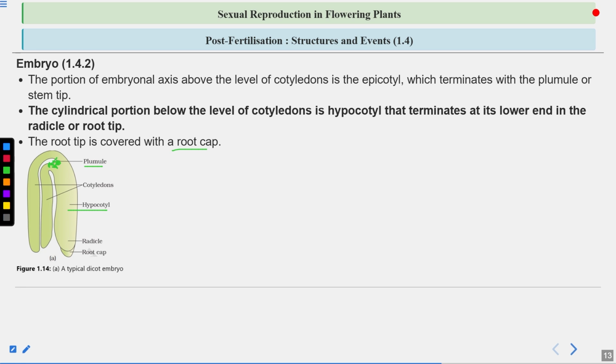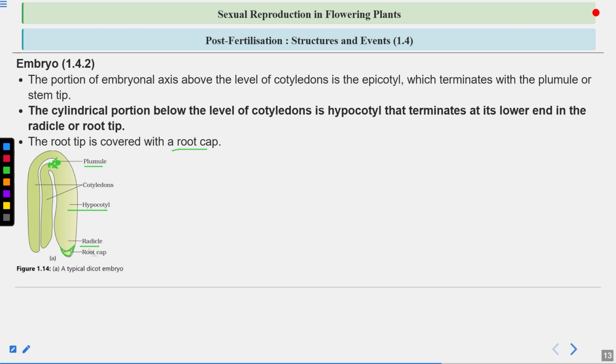And this root cap, why is this radicle having the root cap? To provide protection to the radicle, because they have to penetrate the soil and reach deep into the soil. So do they have any function, epicotyle and hypocotyle? Yes, obviously they have some function.